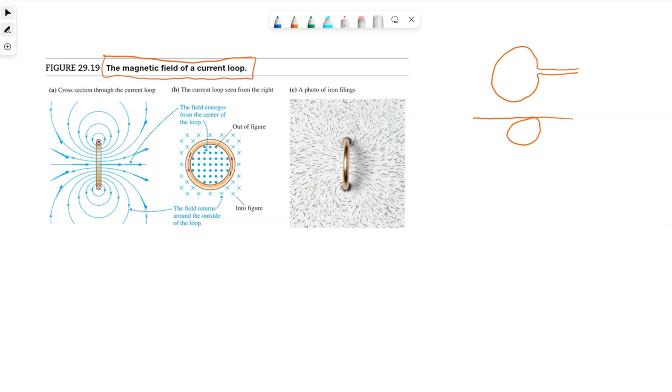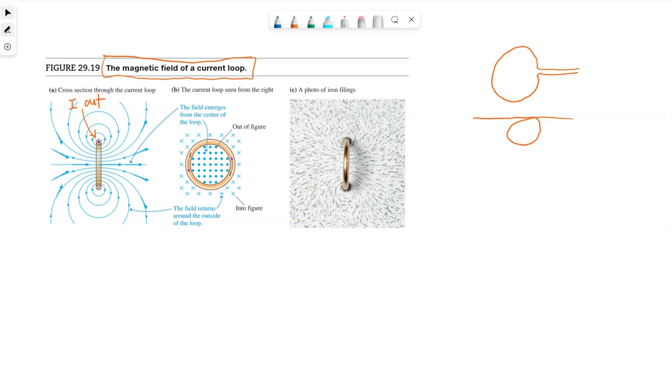When we have a current loop, though, thinking about the right-hand rule, when we put our thumb in the direction of the current and our fingertips show which way around the current loop the magnetic field is circling. In this left-hand picture, right here, that dot inside the ring represents that current is flowing out towards us in that portion of the ring.